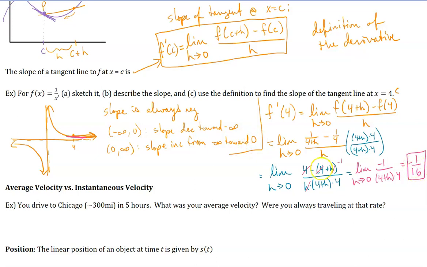Now, had we forgotten to distribute this negative, we would have a positive h and then a positive 1, and we'd have positive 1/16, which does not make sense with a decreasing function, okay? So you're going to hear me say this a lot of times, but don't let algebra be the reason that you don't do well in calculus.